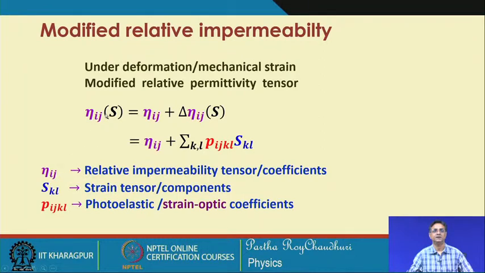So, eta_ij is the relative impermeability tensor, and S_kl is the strain tensor, which we have discussed. We have two components, strain and another is rotation. For the rotation, this p_ijkl will appear in a different way. We will not consider that in this case. We assume all pure longitudinal wave and pure shear wave. And p_ijkl are the strain optic coefficients. So, we will see in detail what the forms of these tensors are.